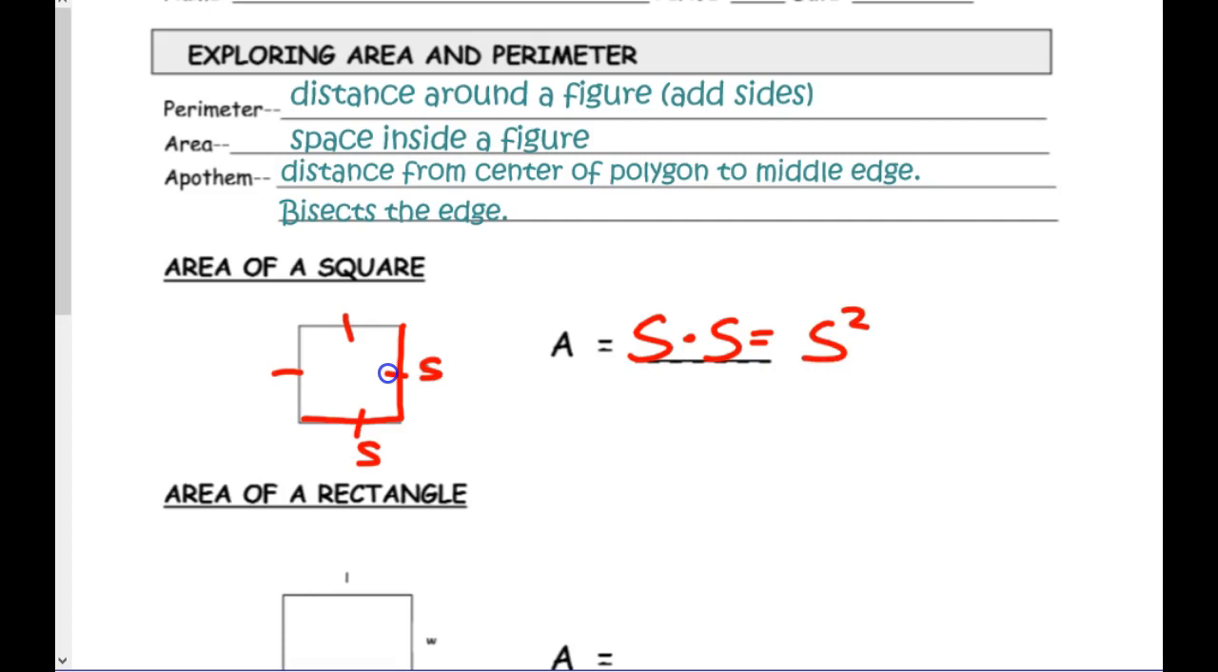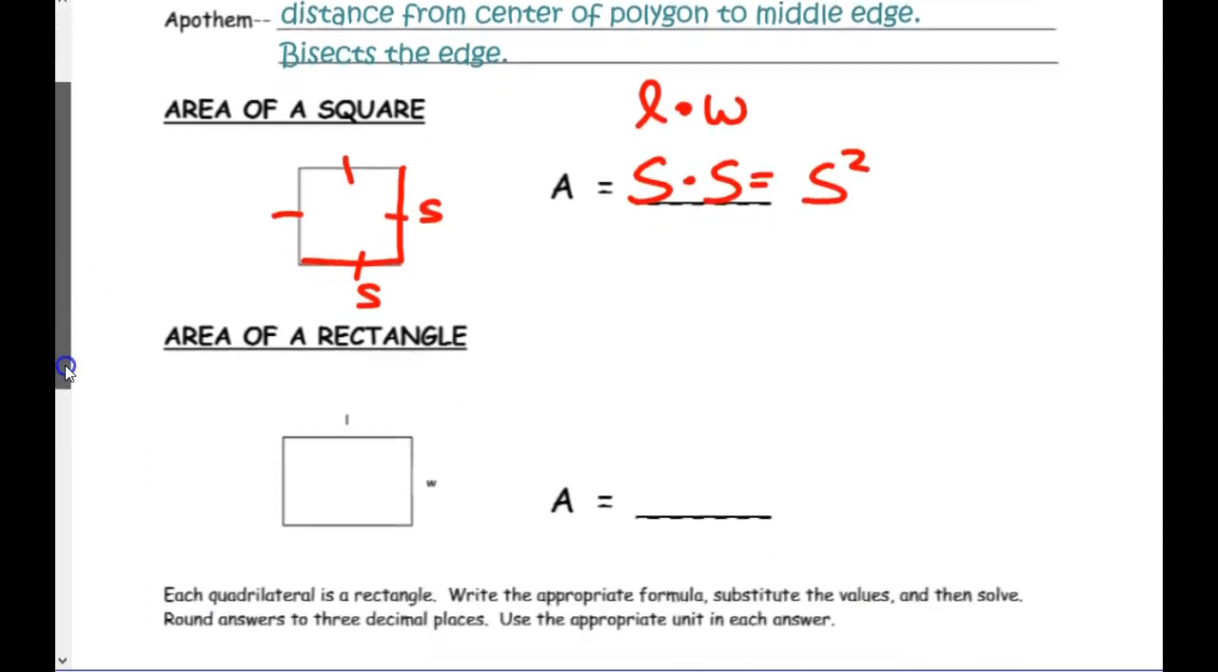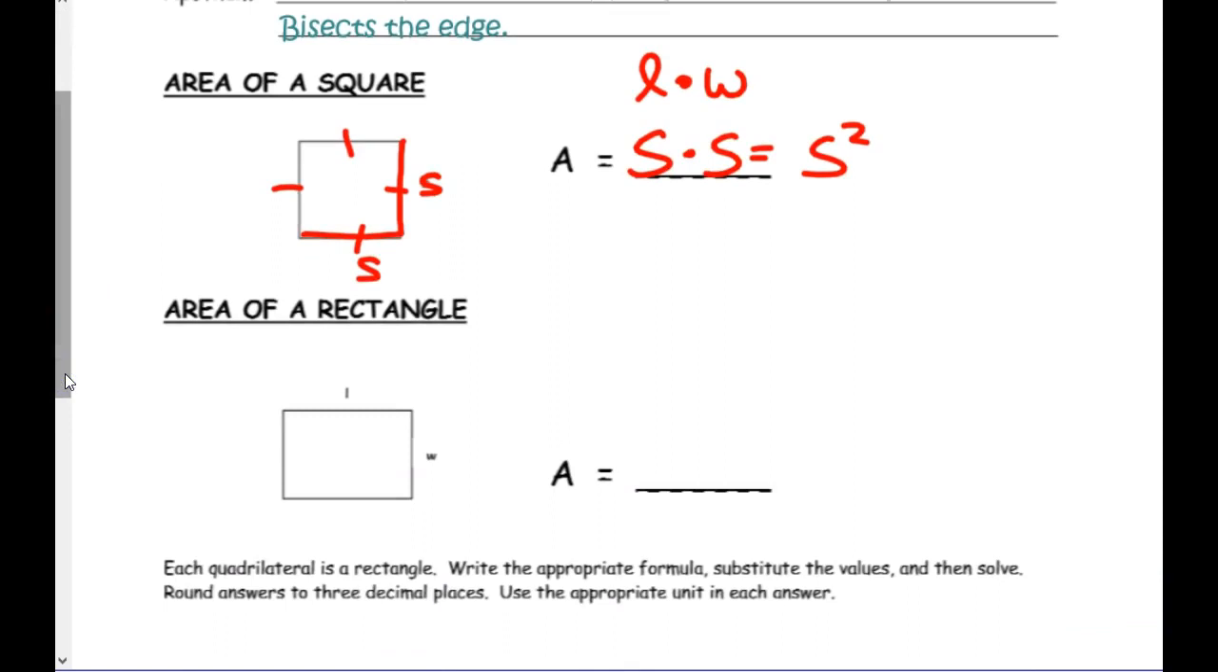Now technically, the side and the side are length times width, okay? So you could think of it as length times width. That's fine too, but the length and the width are the same thing. Okay, so it's not wrong to think of it that way. And that is the way you do think of a rectangle that has a length and a width, right? So length times width.